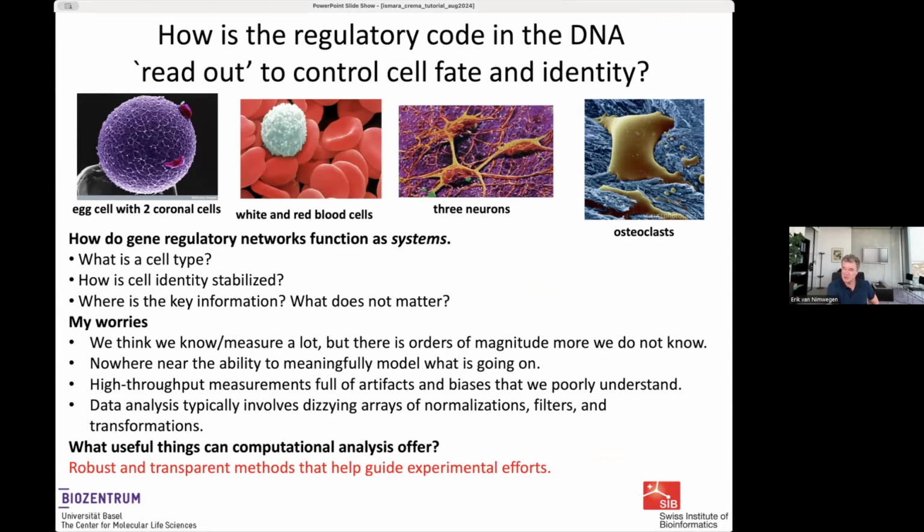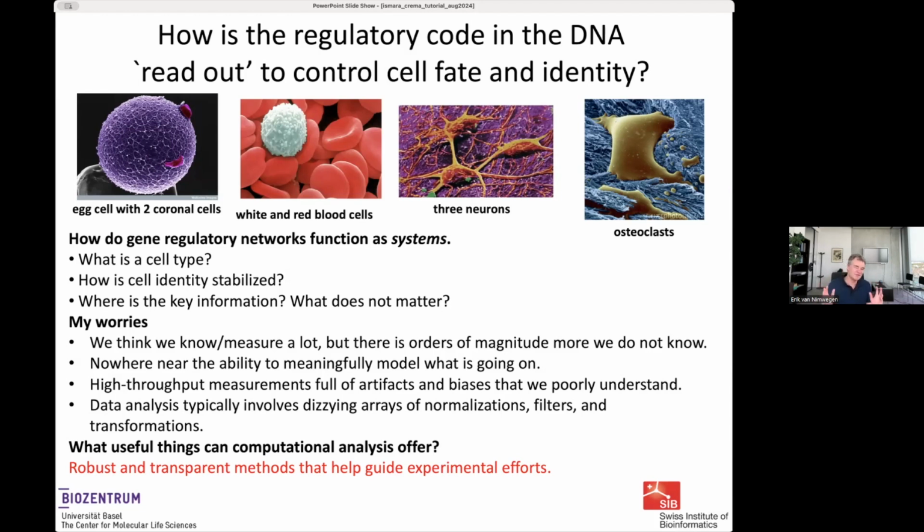And the high throughput measurements that we make are often problematic in the sense that they have artifacts, they have biases that we often don't quite understand. This is also making it hard to interpret such data. And the way most people are analyzing data of this type involves very complicated arrays of normalizations and filters and transformations, so that at the end of the day, it's actually hard to relate your results to the ground truth of what's going on in the cells. All right, so this is just basically giving you a context where I'm saying that I think the abilities for ourselves to understand what's happening with these regulatory circuits are really quite limited.